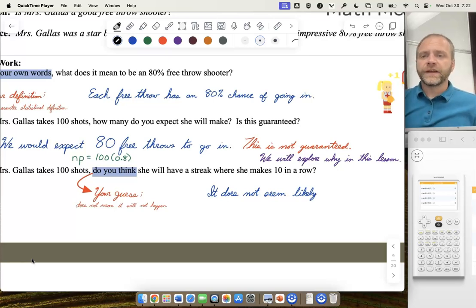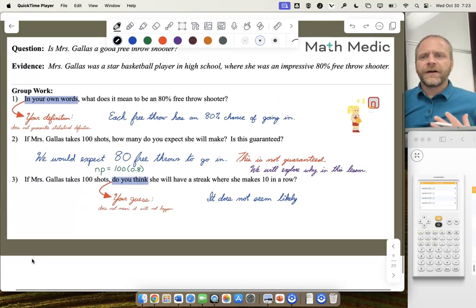So what do you think will happen? Do you think there would be streaks of 10? Again, this is your guess. It doesn't mean it's actually going to happen or not happen. I wrote down, I don't think it seems likely. I mean, if she makes 8 out of 10 shots with 80% accuracy, that's what I'm thinking that means. I don't think she's ever going to make 10 in a row. So this is where I'm at right now as a student, my understanding of probability.